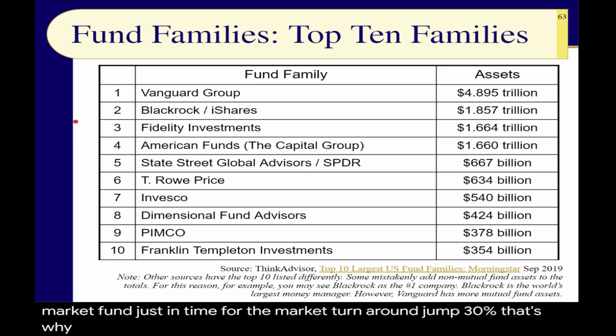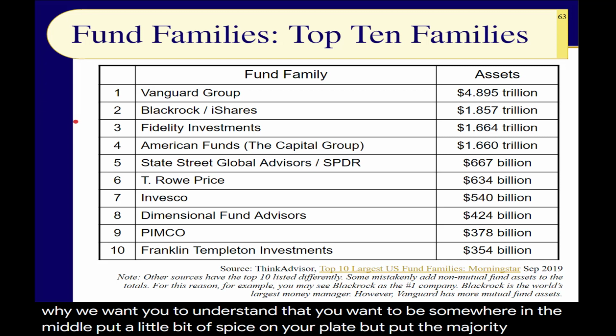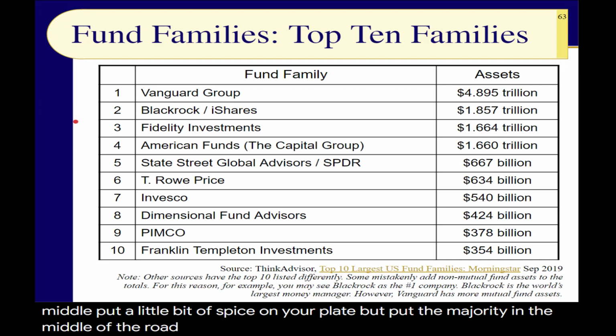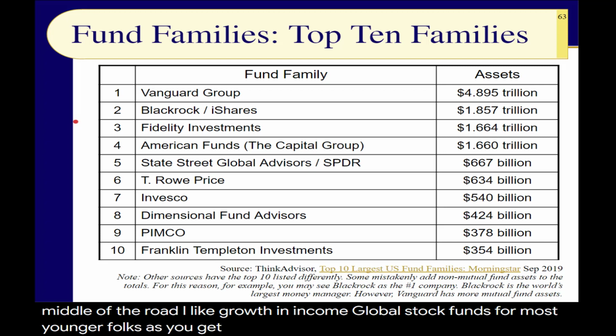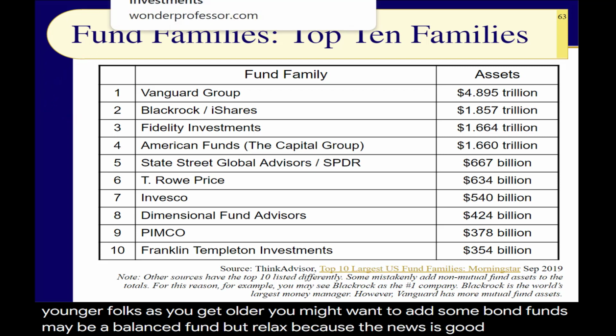That's why we want you to understand that you want to be somewhere in the middle. Put a little bit of spice on your plate, but put the majority in the middle of the road. I like growth and income and global stock funds for most younger folks. As you get older, you might want to add some bond funds, maybe a balanced fund. But relax, because the news is good, as we'll see.